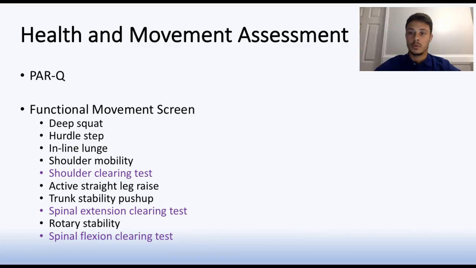The PAR-Q, my client simply answered no to all the questions asked regarding his health. Answering no was a good thing, so he was able to exercise without going to see a doctor, following the protocol.